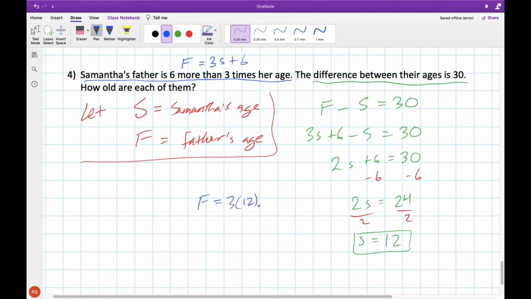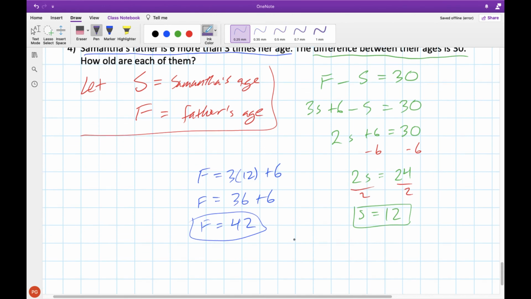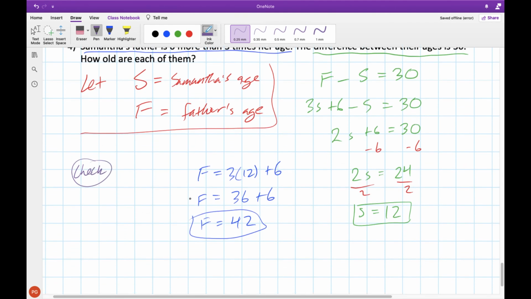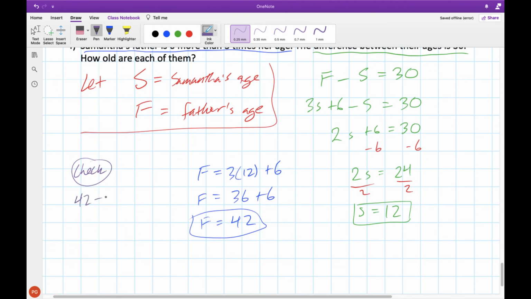3 times 12 plus 6. So 3 times 12, that's 36. So that tells us that her father's age is 42. Now we want to check this. So we know that the difference between their ages should be 30. So 42 minus 12, is that the same as 30? 42 minus 12 is 30. So we know we got the right answer.